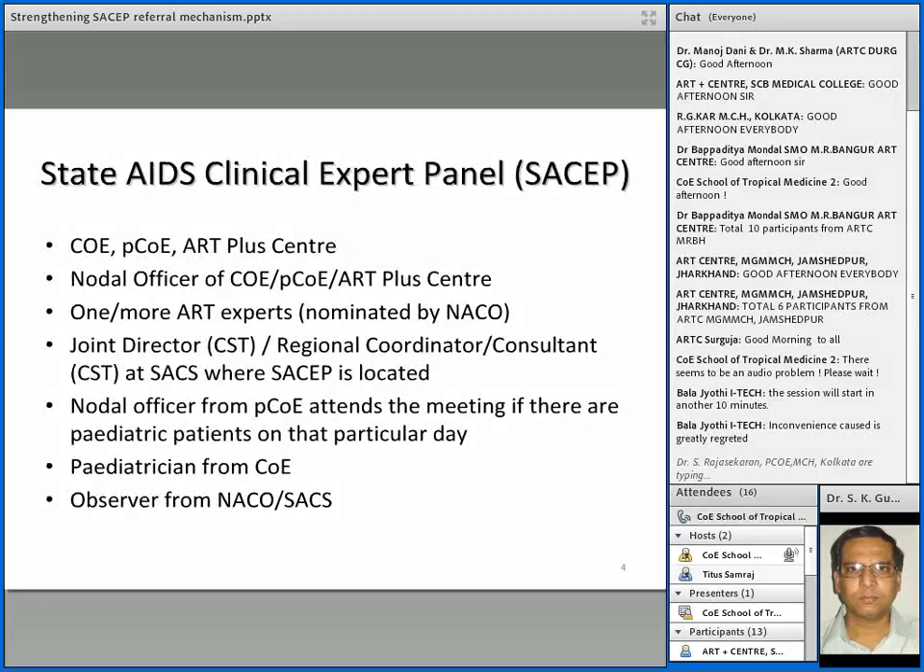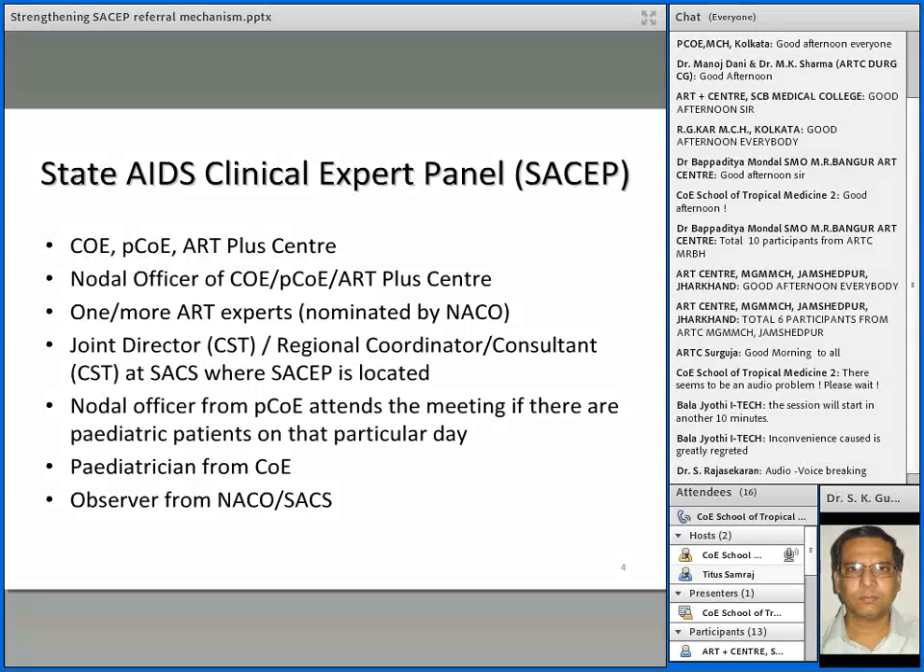So, as we all know, the State AIDS Clinical Expert Panel or SACEP is actually located at the Center of Excellence. There are 10 Centers of Excellence, and there are Pediatric Centers of Excellence, 7 in number in our country, and there are around 37 ART plus centers in the country, and a few more are also coming up.